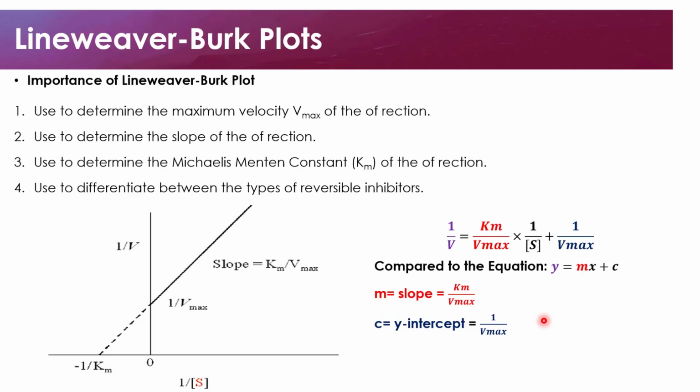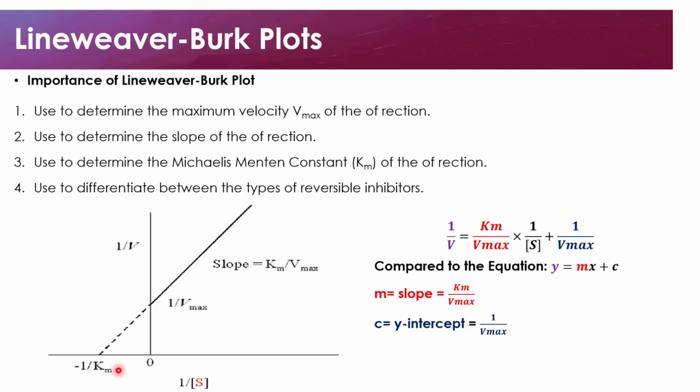So now, as explained earlier, this is our y, which gives us 1 over v over here, and the slope gives us Km over V maximum from the equation. We have our x giving us 1 over the substrate concentration from the equation, and on the y-intercept we have 1 over V maximum. We can also see that the intercept on the s-axis will give us negative 1 over Km.